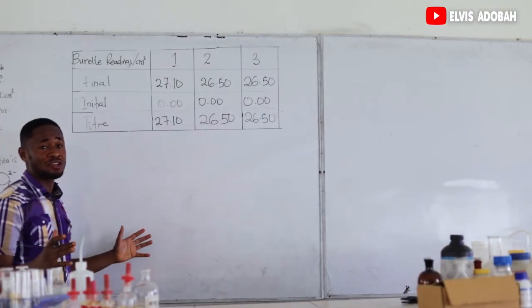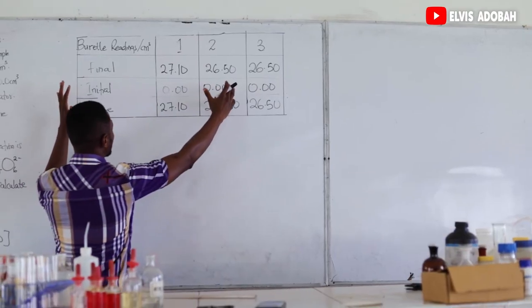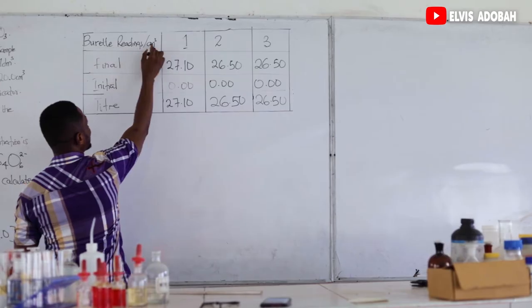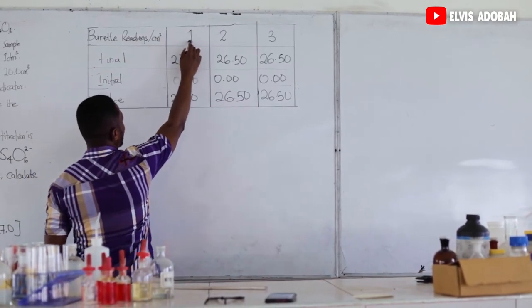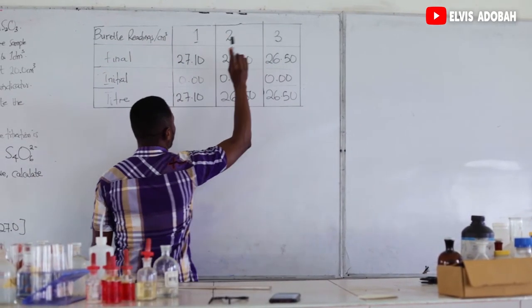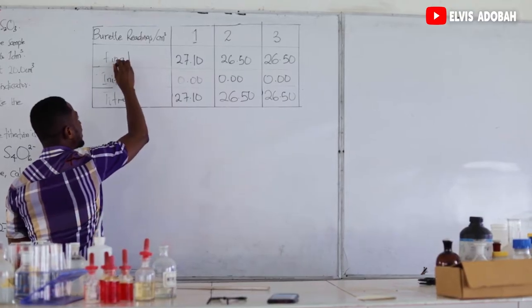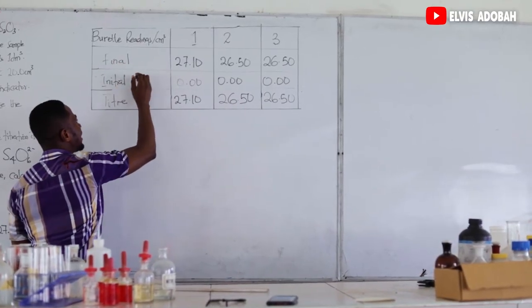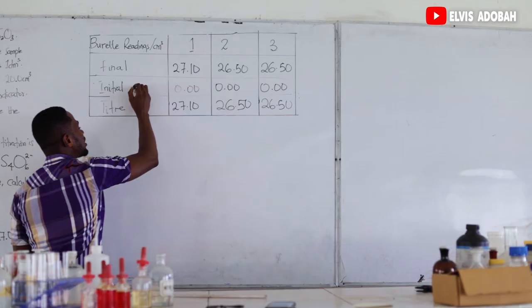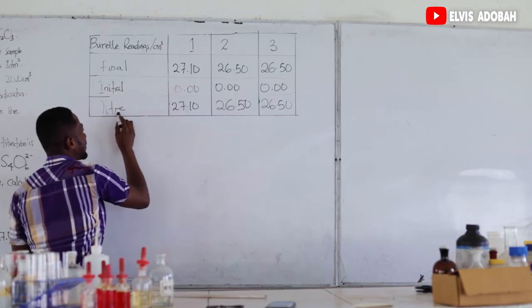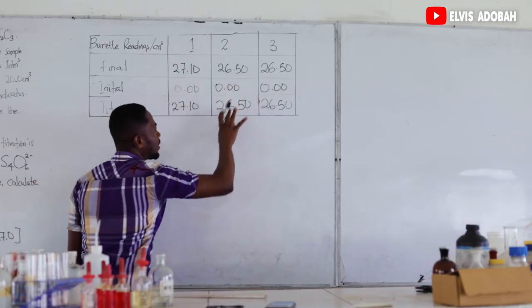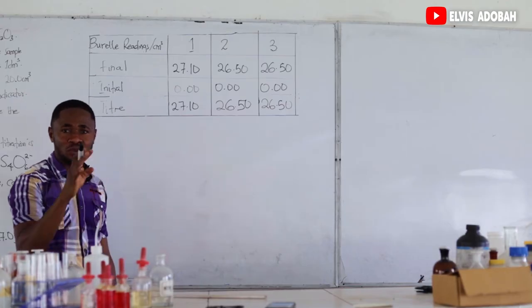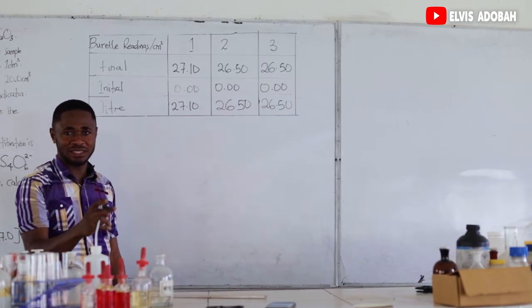After performing our titration, this is our table of values. Burette readings in centimeters cubed. We have the first titration, the second and the third titrations. We have the final readings, the initial readings, and the difference between the final and the initial readings called our titer. All values in this table are to be corrected to 2 decimal places.